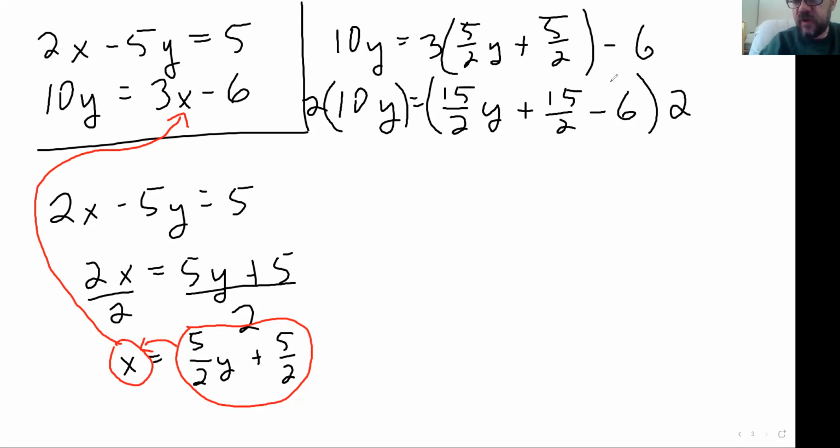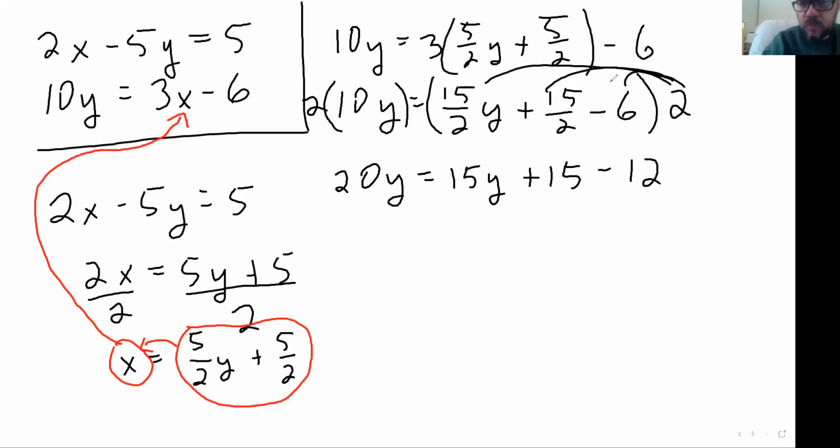And remember that you get a fresh copy of 2 on all the terms here, so it gets distributed to everything like that. So 2 times 10y is pretty clearly 20y. 2 times 15 over 2 is just 15. The 2's cancel, and we get 15y plus 15 minus 12. All right, that looks a lot cleaner and easier to deal with. So let's subtract 15y from both sides. So we'll end up with 5y equals 15 minus 12 is 3. So y is 3/5. So it looks like we were going to get fractions no matter what we did here. So the answer is a fraction, right? So we weren't just going to have integers the whole time.